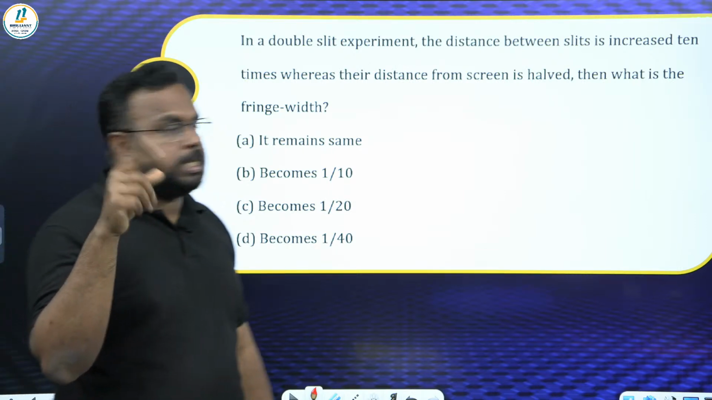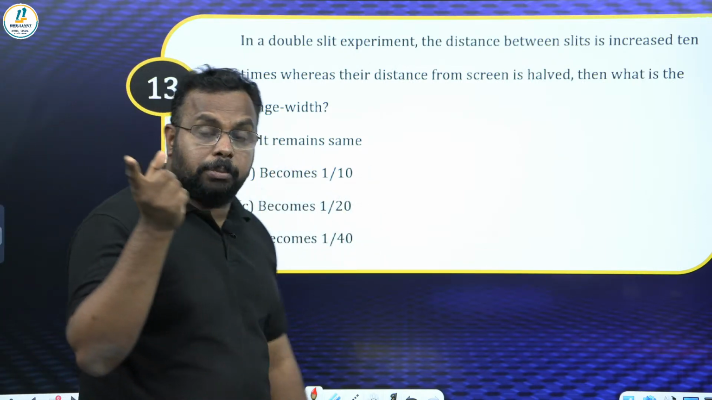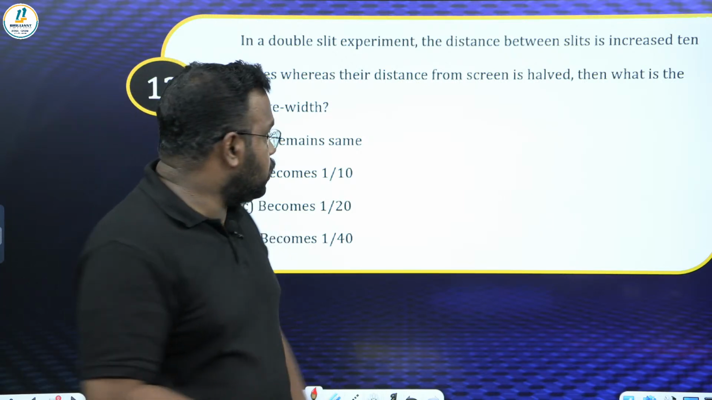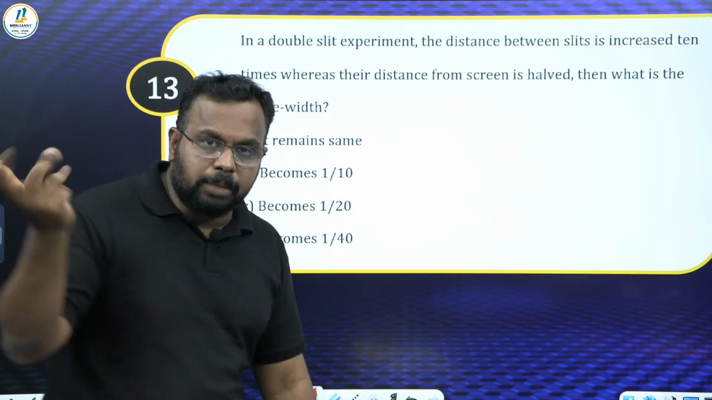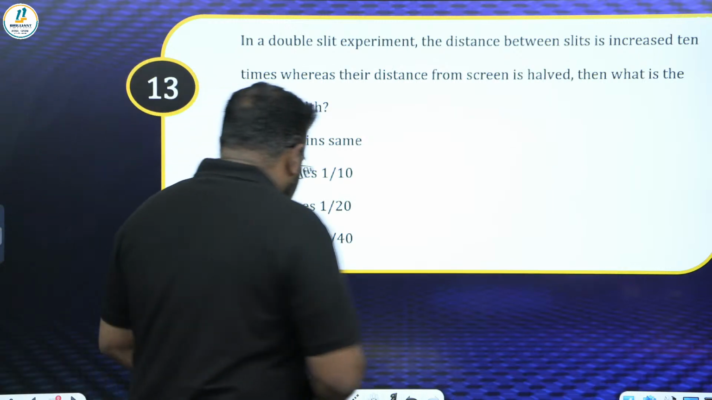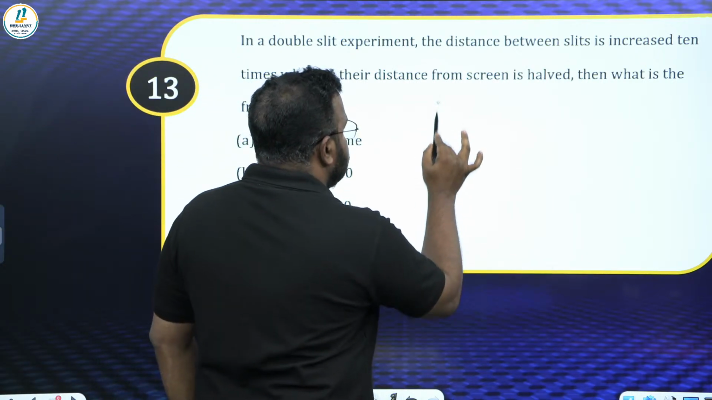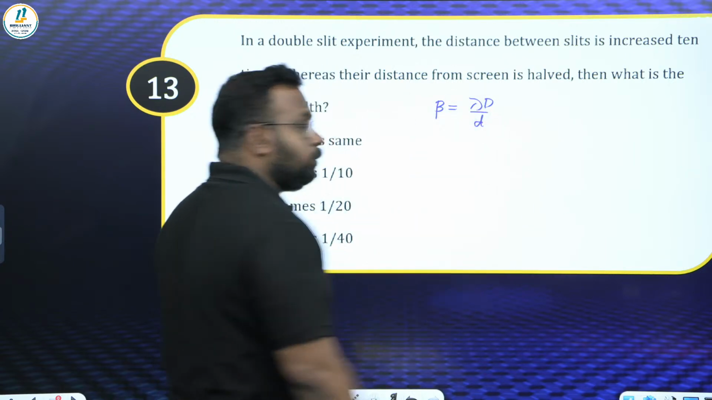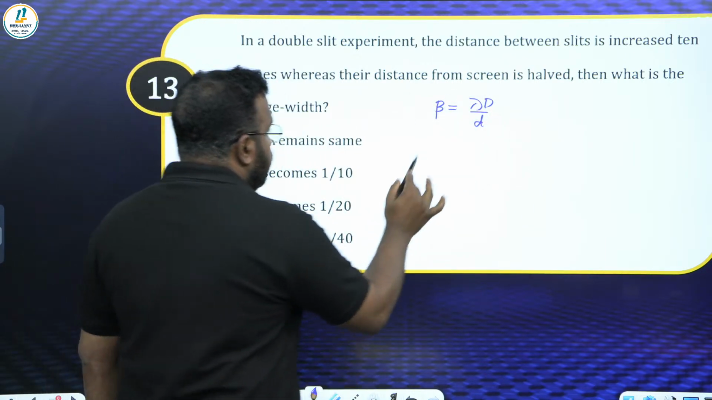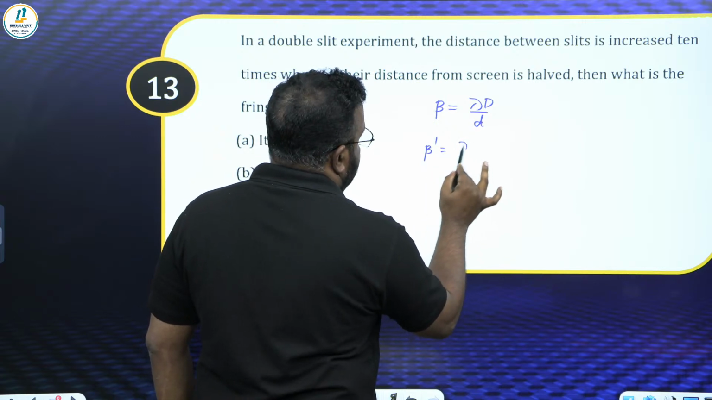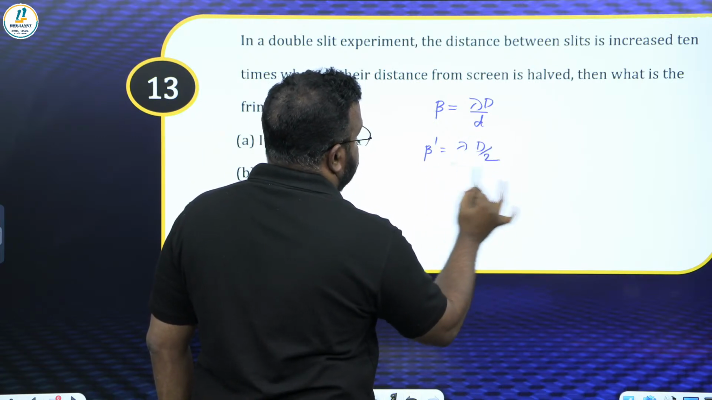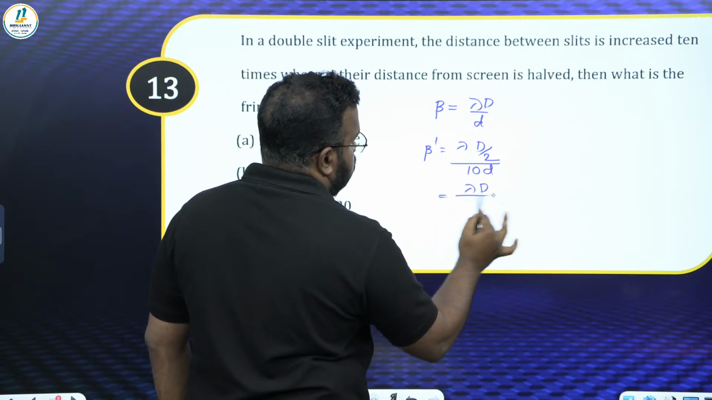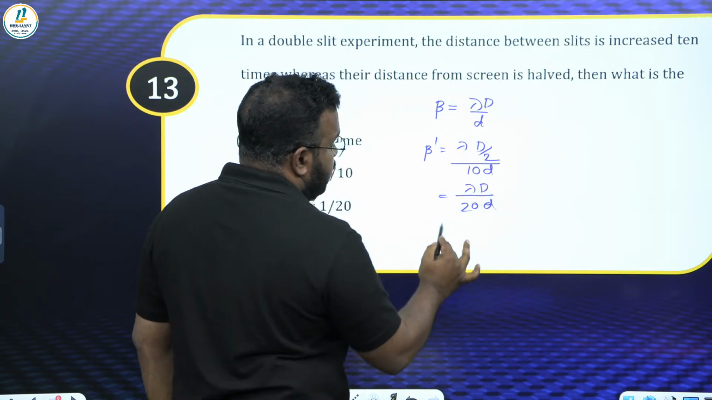Distance between the slits is increased 10 times. Remember, the distance between the slits is small letter d. Small letter d becomes 10 times and the capital D becomes half. So again we can write the formula for beta. Beta is equal to lambda D by d. So beta dash is lambda times D by 2, divided by 10 times d. So what is the result? Lambda D by 20d. Lambda D by d is beta, so we got the answer.